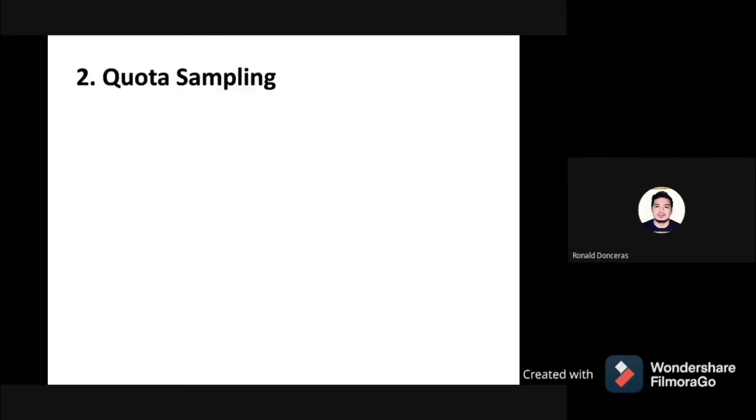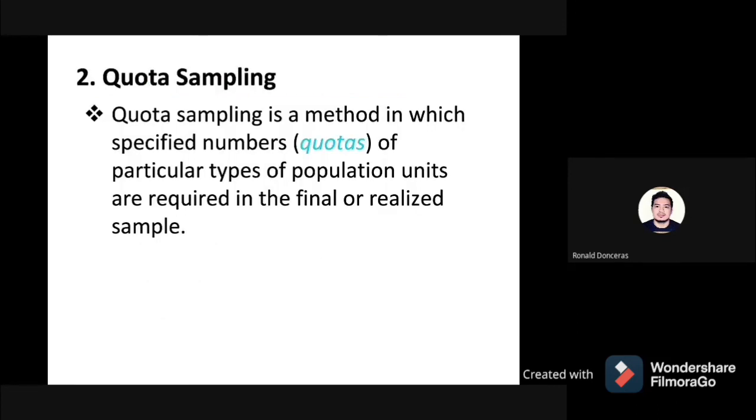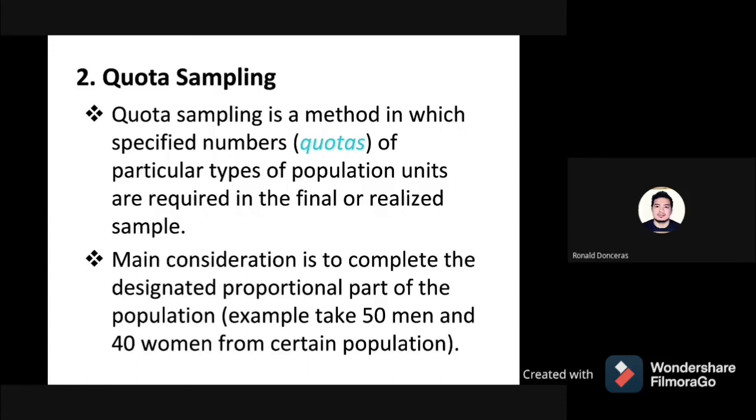Okay? So, another one is quota sampling. Okay, sa quota sampling, ito po yung method na kung saan ini-specify natin yung numbers. Yung numbers na to, tinawag siyang quotas. A particular type of population units which are required in the final or realized sample. So, dito ang main consideration niya ay to complete the designated proportional part of the population. For example, you have 15 men and then 40 women from certain population.